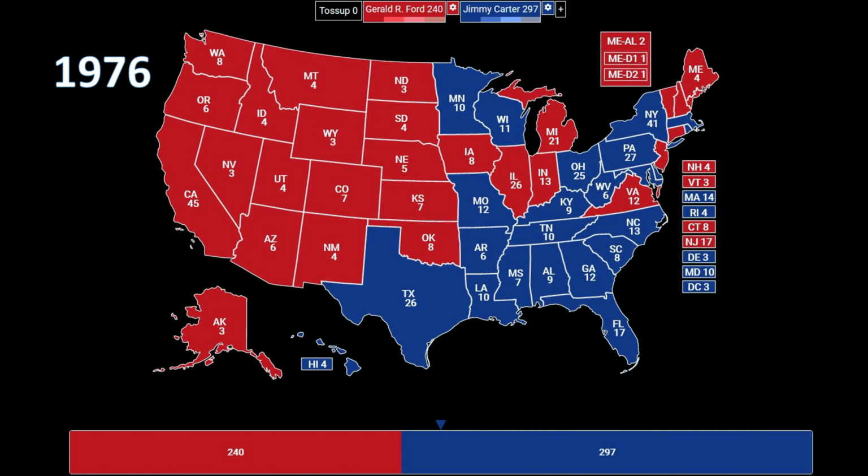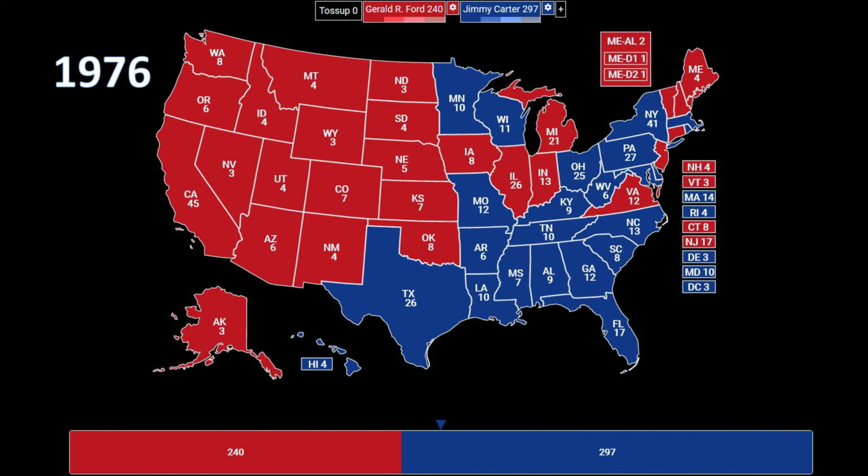Now, moving on to the 1976 election, and this election was, of course, in the aftermath of Richard Nixon's resignation, which, of course, saw Gerald Ford become president. Now, this is a very interesting map because it looks like a much older electoral map. The Democrats are back in control of the South, and the Republicans are back in control of the West Coast.